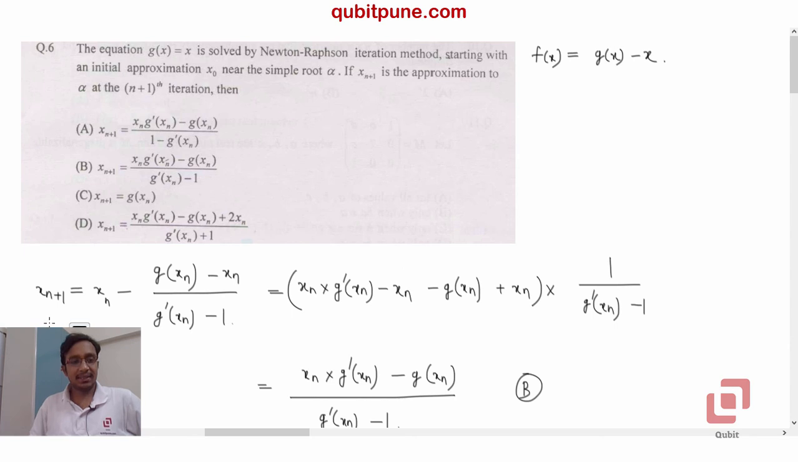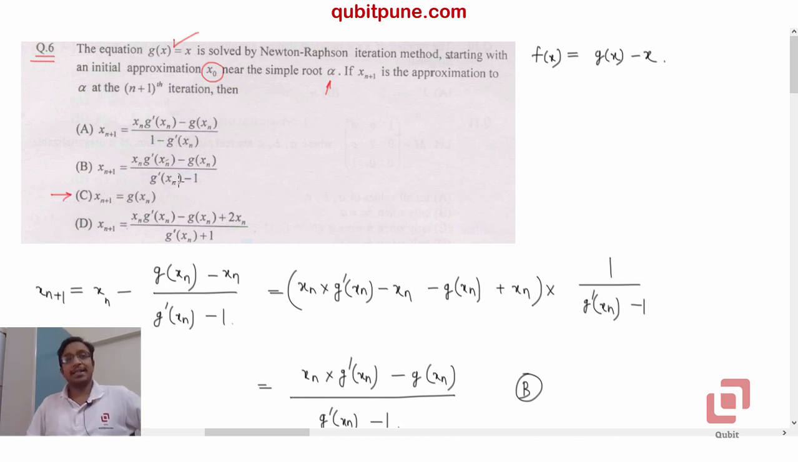Question number 6, numerical methods question. The equation g of x equal to x is solved by the Newton-Raphson method, starting with an initial approximation x naught near the simple root alpha. If xn plus 1 is the approximation to alpha at the n plus 1th iteration, then xn plus 1 is equal to. Now here the method that we use is extremely important, because we have seen some other methods as well which are capable of solving equations of the kind g of x equal to x. If you look at option C, you will immediately understand which method I am talking about.